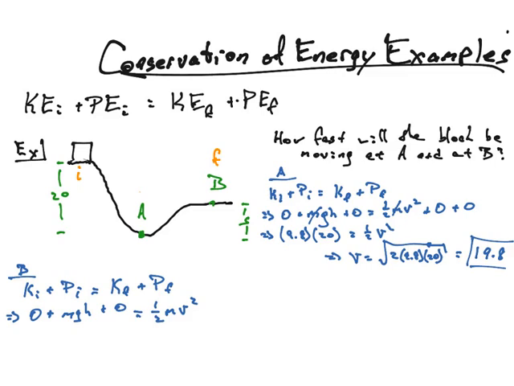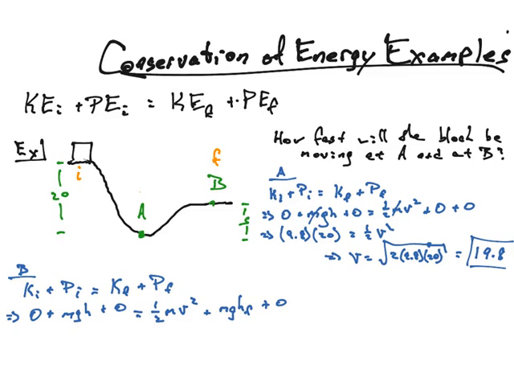Second question, are we some height above the ground? Yes, we are. We're 5 meters above the ground, so there's some MGH final here. And spring, there's no spring, so that's 0. And here's our equation for this step.